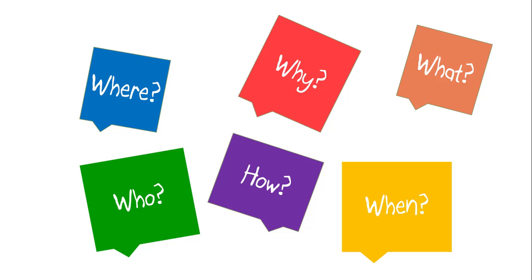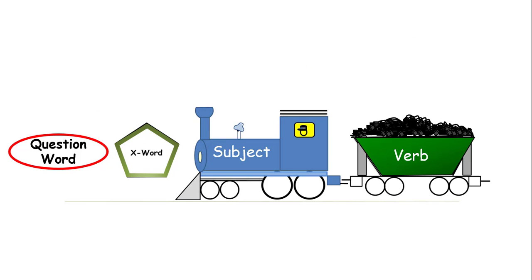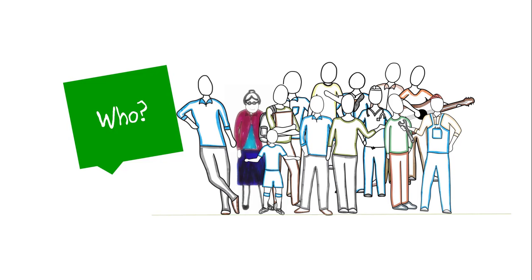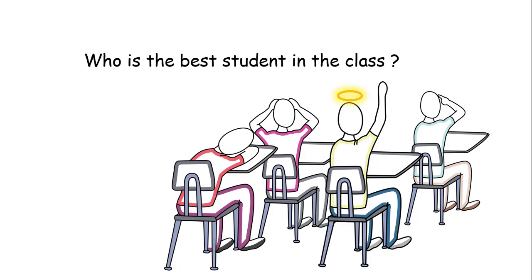To ask for information, add the question word in front of the X word. Change the first letter of the question word to a capital and change the period to a question mark. Let's look at some examples with different question words. Who asks about a person. It asks about one person, two people, or a group of people. Who is the best student in the class? Can you see that there's a question word, an X word, and a subject box?